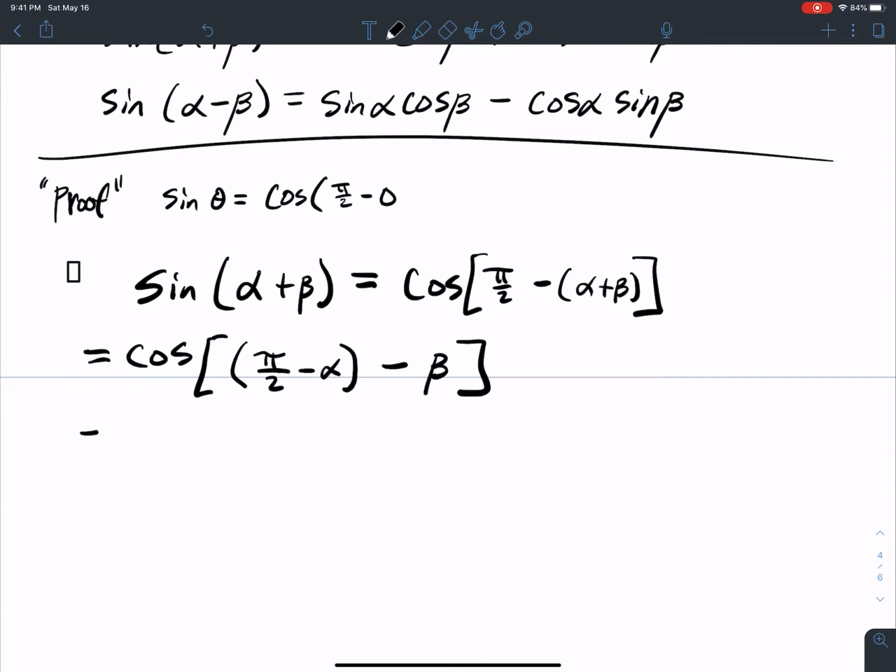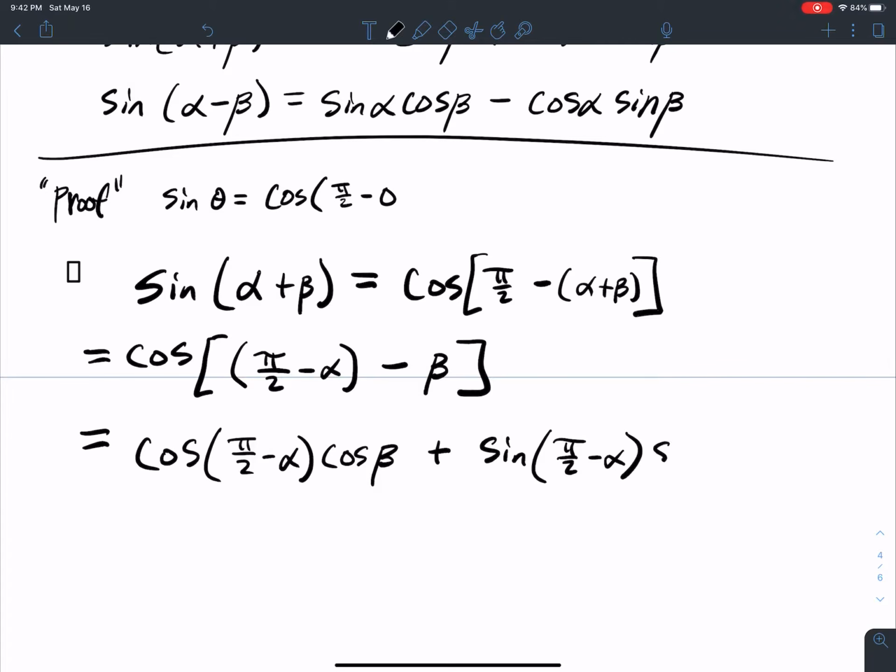Okay, now I have a difference formula for my cosine. I do the cosine of pi over 2 minus alpha times the cosine of beta. All right, plus the sine of pi over 2 minus alpha times the sine of beta. Okay.